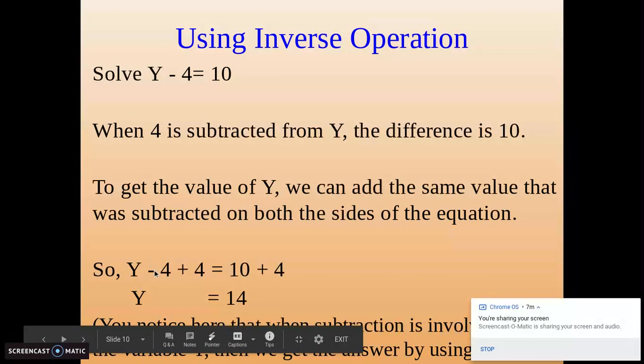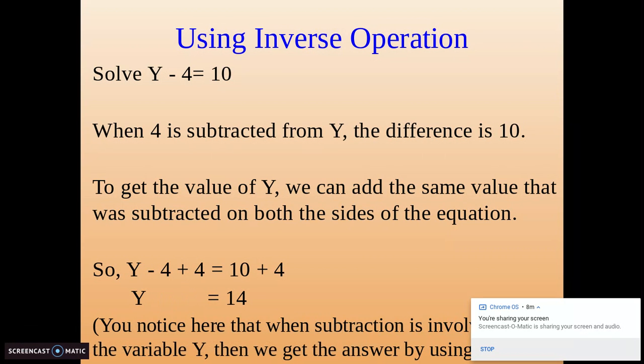Now, because of minus 4, when 4 is subtracted from y, we got 10. Now, to find the value of y, we want to add that 4 back to it, and see what value it will be. When you're adding 4 to the left side of the equation, you have to do the same onto the right side of the equation. So, next step, you will see that minus 4 plus 4 is 0. It's kind of saying that you owe a person $4, and then somebody is giving you that $4 so that you can pay back. So finally, you'll be left with nothing.